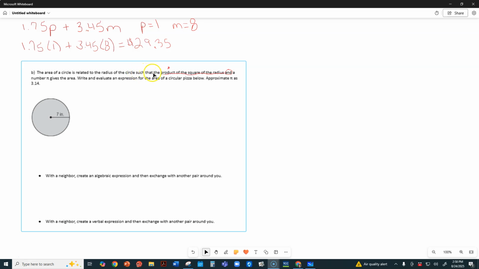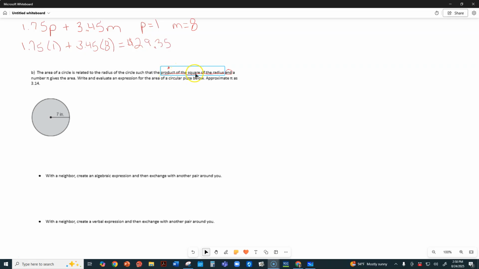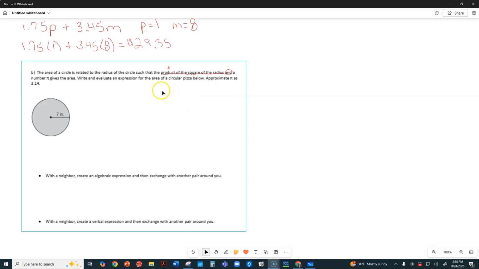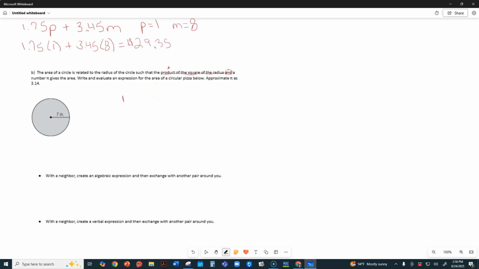It says that it is the product, that's multiply. We're going to multiply the square of the radius. So that means r squared. And what are we going to multiply r squared by? The number pi. And they're telling us that r squared times the number pi will give us the area.